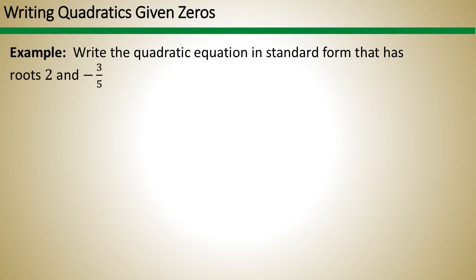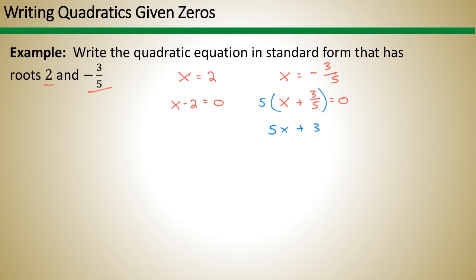Here's another one. On this one, our roots are 2 and negative 3/5. So again, I have x is equal to 2 and x is equal to negative 3/5. I want to get 0 on one side. So here I have x minus 2 is equal to 0. Over here we have x plus 3/5 is equal to 0. Again, we don't want a fraction, so I'm going to multiply everything by 5, and that's going to be 5x plus 3 is equal to 0.